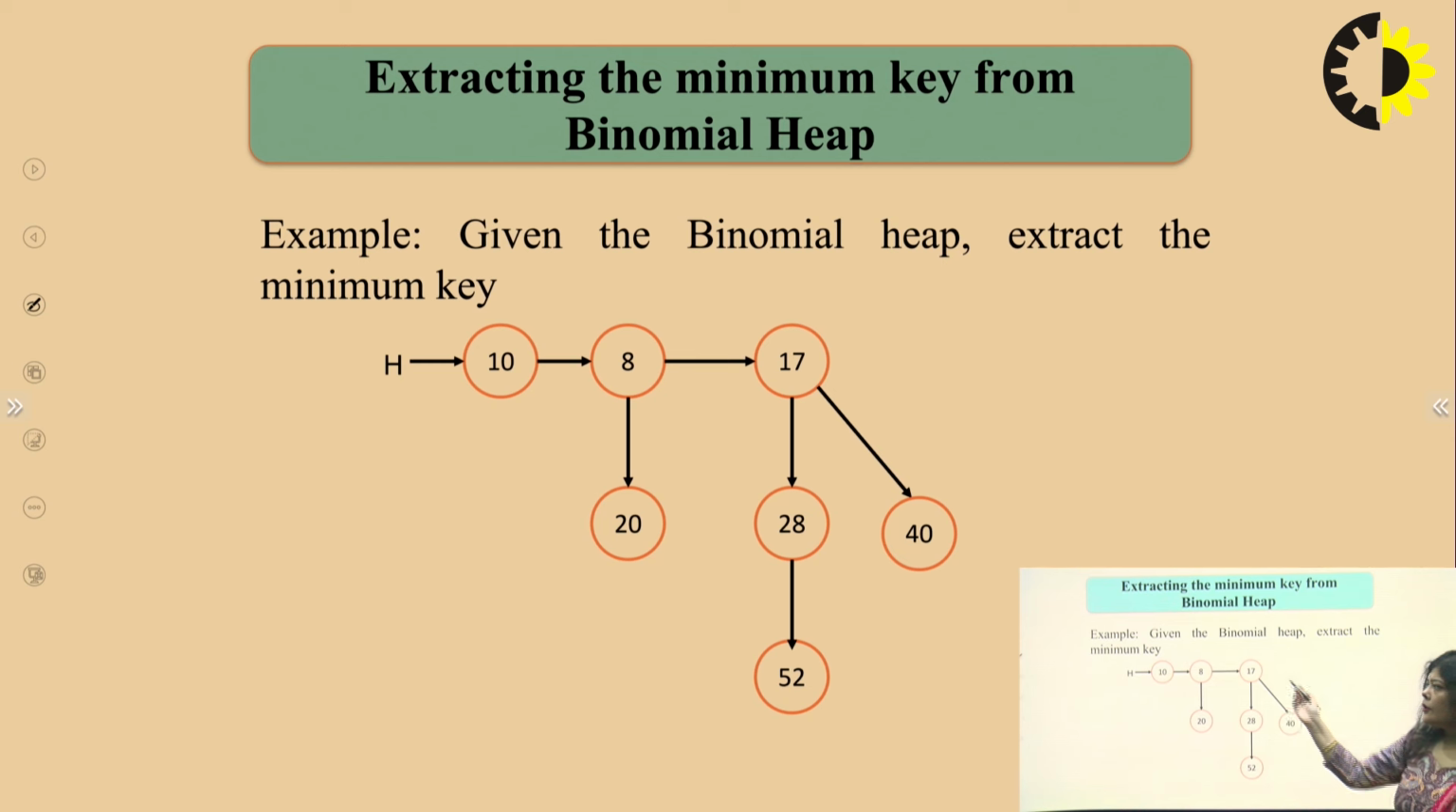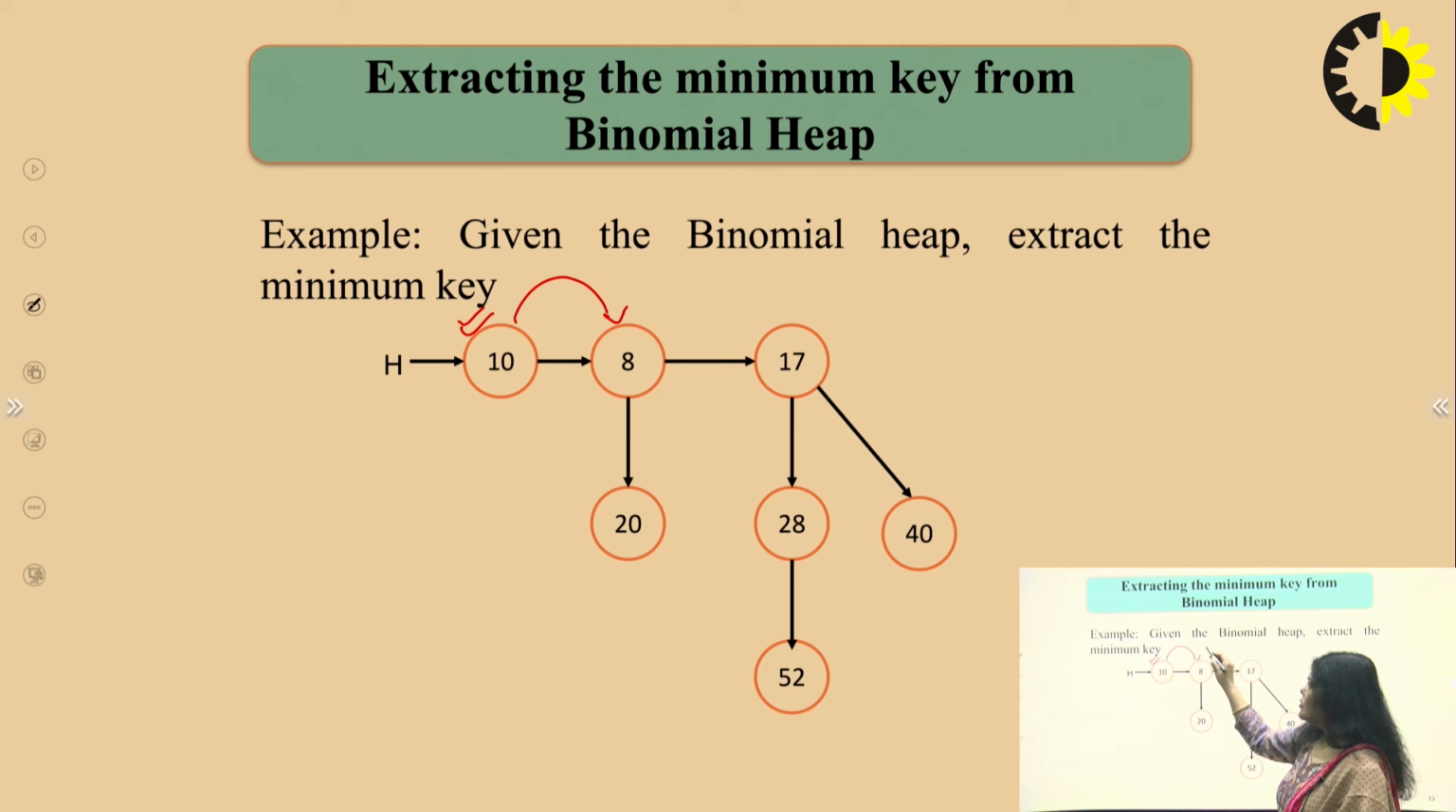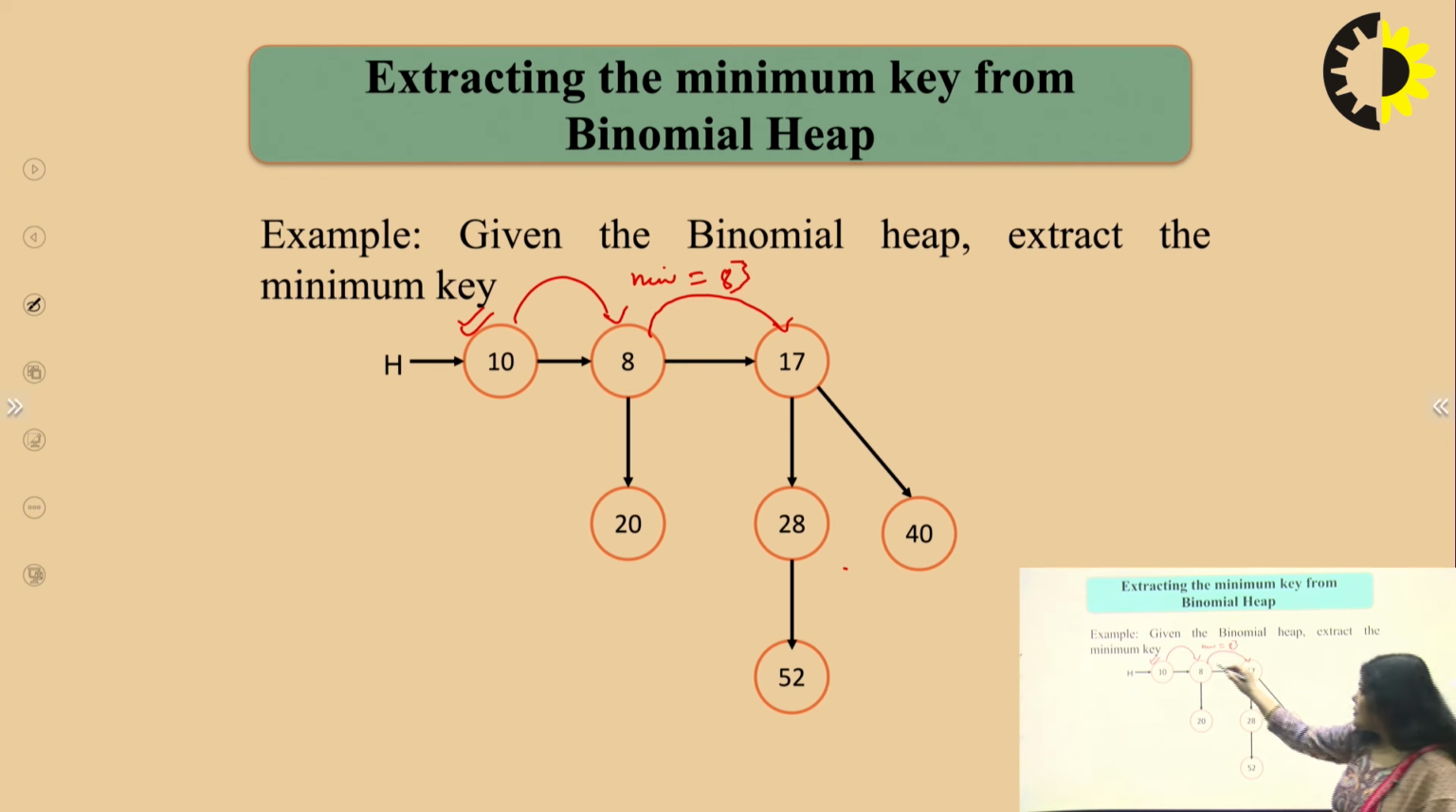So again, for example, this is the structure and I need to extract the minimum key. I'm starting from this node, comparing whether this has the minimum value. So this has 10. Next you compare it with this node. Now which one is minimum? So this is minimum. So we update the minimum pointer to this, and then we compare 8 with 17. Now when you compare 17, you can find that the minimum value still is 8, right? So this is the actual binomial tree having the minimum value, right?